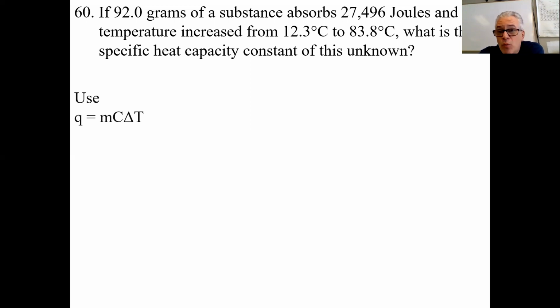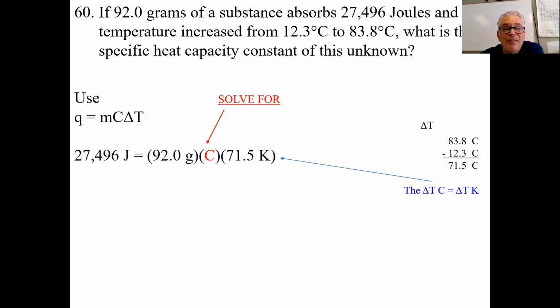What's the Q? Q is the joules. What's the mass? 92.0 grams. What's the C? That's the unknown. What's the delta T? You got to do a little subtraction. Watch what we got.